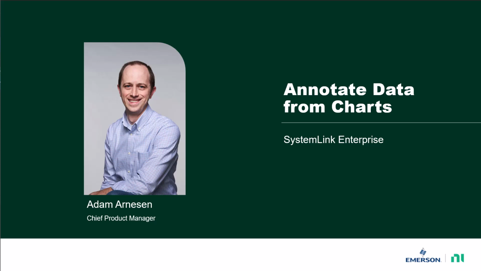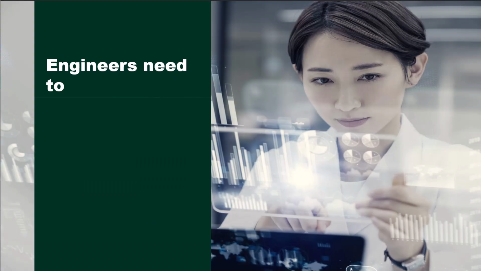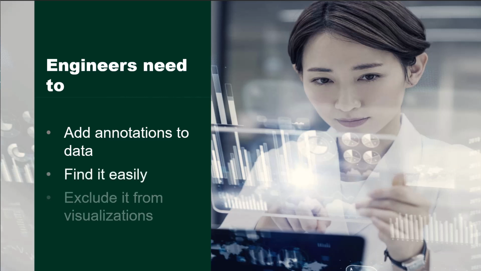Today I'll be showing you how you can use SystemLink Enterprise to add keyword annotations to test results and steps while you visualize your data. After you've gathered test data about your DUT, you need to be able to clean that data and compile it into a useful form. You often want to be able to add annotations to the data that you've collected so that you can easily find the data later, or so that you can exclude it from visualization and analysis.